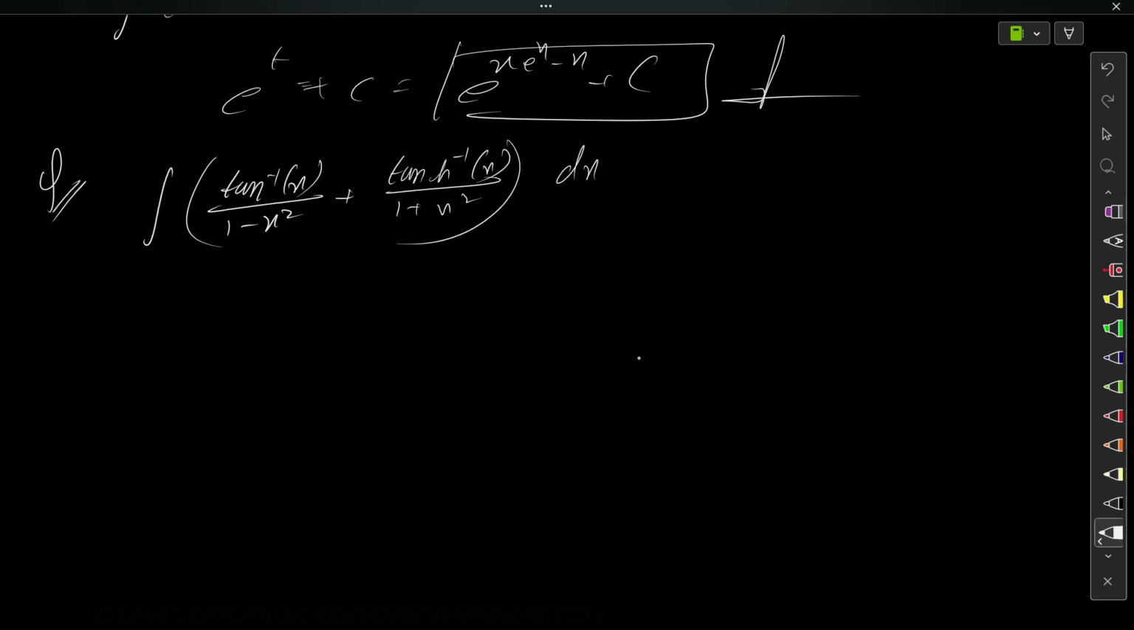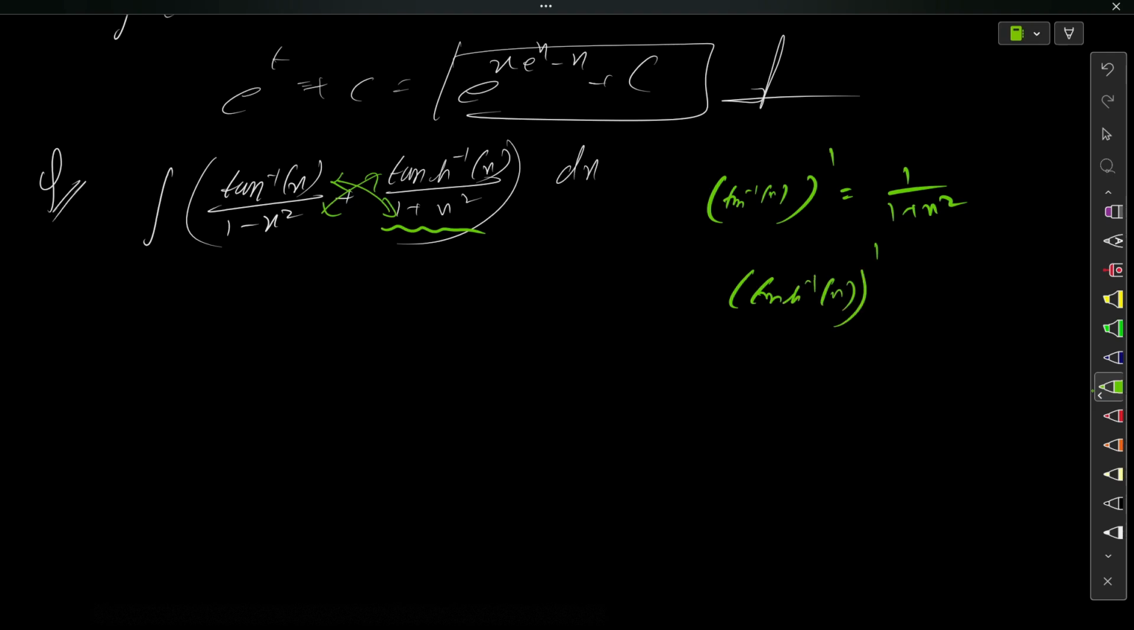For this question, I can see one thing, that if I observe it very carefully, these two terms are related very closely, right? How are they related? The derivative of tan inverse of x is 1 over 1 plus x square, and the derivative of tan hyperbolic inverse of x is 1 over 1 minus x square, right?